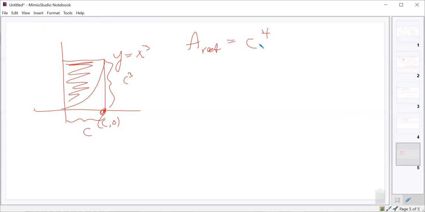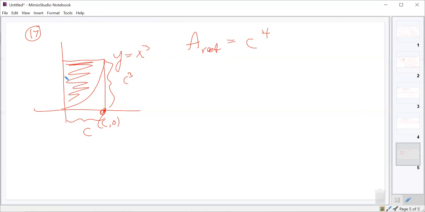C to the 4. Then we need to figure out the area of the shaded region. Let's see what their answer choices look like and decide what a good way to do this is. In order to figure out the area of the shaded region, we can do one of two things. We can either take the full rectangle and subtract the area underneath x cubed, or we can try to find the area between x cubed and the y-axis.